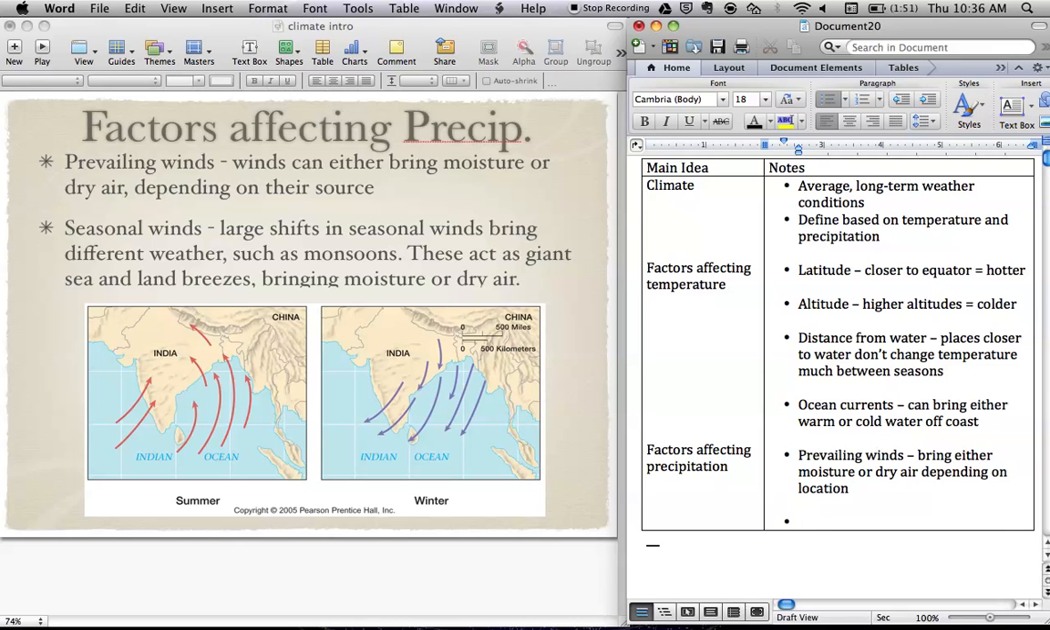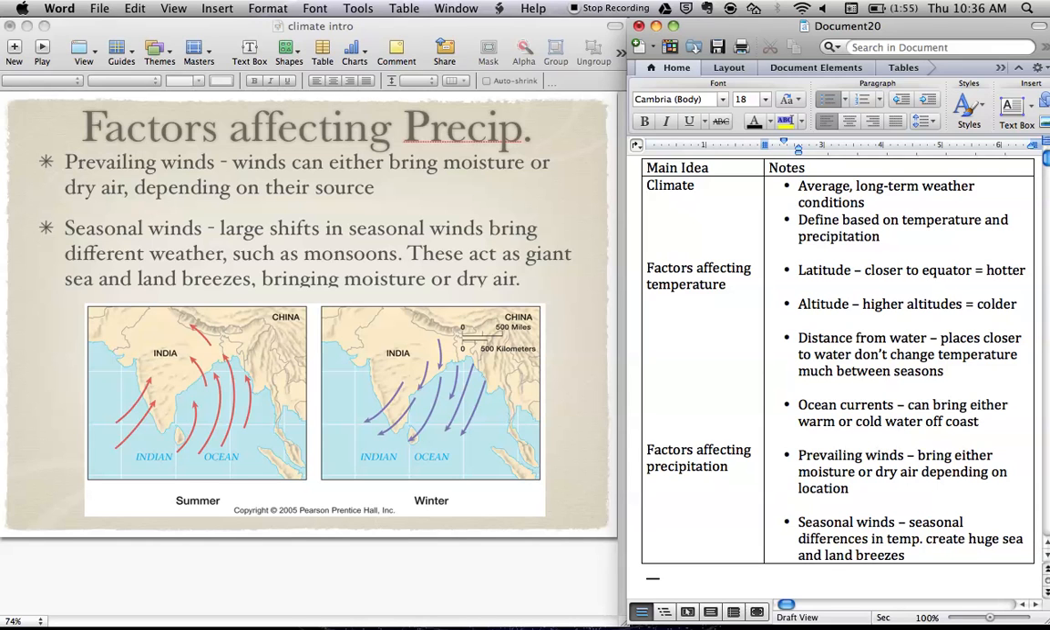Another thing is what are called seasonal winds. All right, and you guys have probably learned about the monsoon in geography. If you haven't, you will. This is basically a giant sea and land breeze, and so seasonal differences in temperature create huge sea and land breezes, bringing humid or dry air.